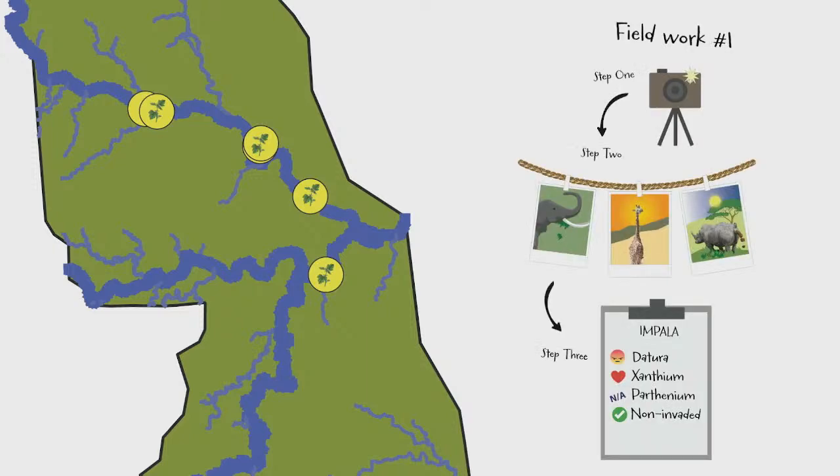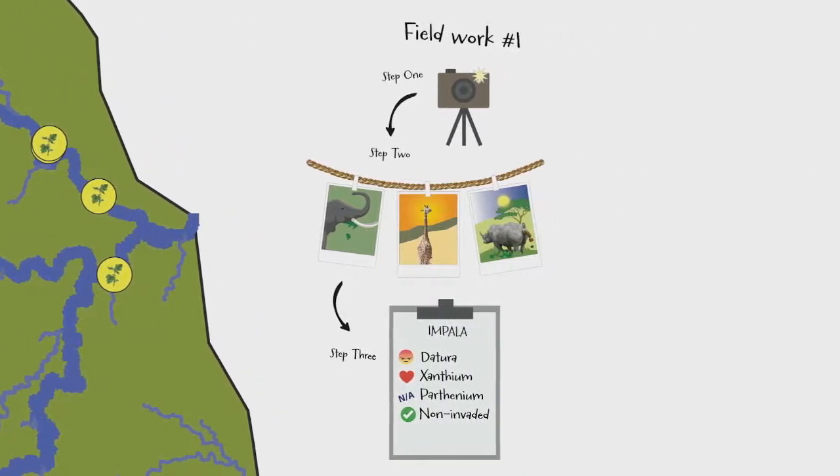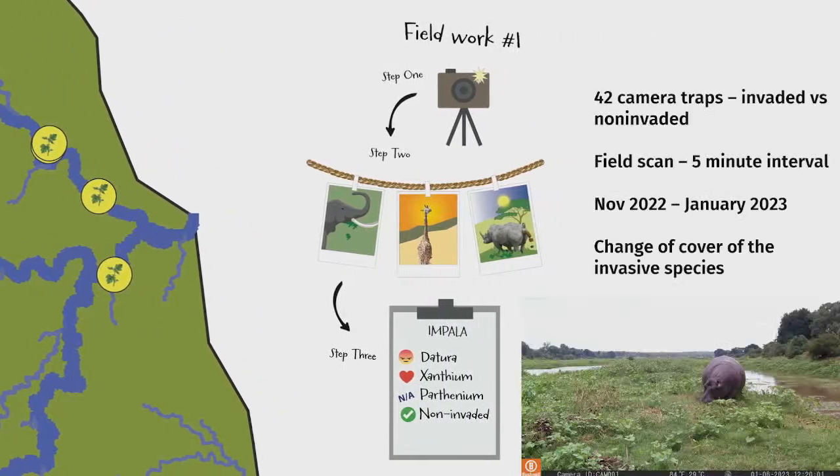And at those sites, we did two types of fieldwork, the first one being camera traps. And we set 42 camera traps. We always had a pair of an invaded site with an uninvaded, like a control site. We set the cameras on a field scan setting, which is basically like a time lapse, so it took a photo every 5 minutes, or a few photos every 5 minutes.